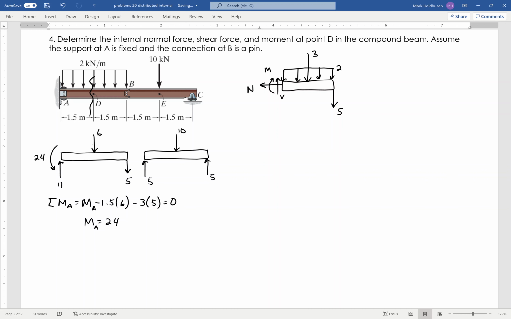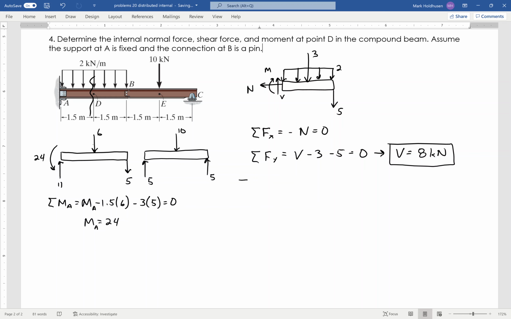Then from this, I can sum the forces in the x direction. The only thing I've got is negative N, so that's got to equal 0. Then I've got my sum of the forces in the y direction. So I've got V, minus 3, and minus 5 equals 0. From that, I learn that the shear force, which I have drawn correctly, is 8 kilonewtons. So again, my assumption that it was up is correct.